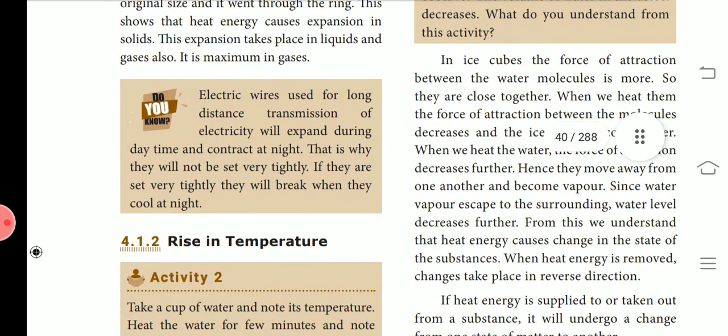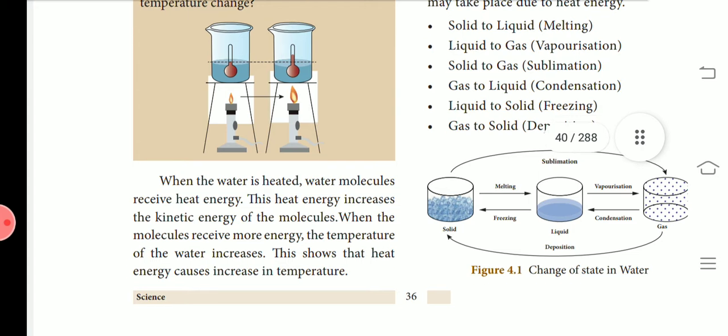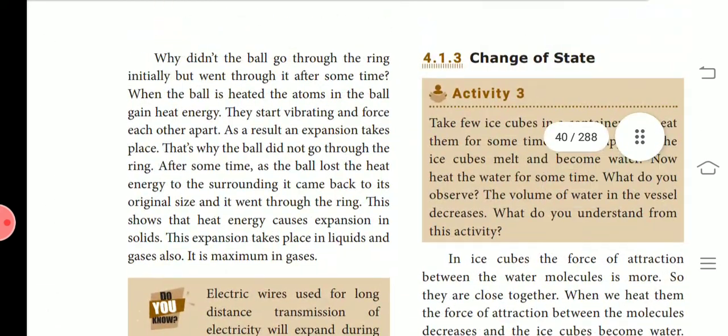And next thing, rise in temperature. Here is an activity. Take a cup of water and note down the temperature. After heating the water for a few minutes, note the temperature again. You can find there is a rise in temperature, because when the water is heated, the water molecules receive the heat energy. When the molecules receive the heat energy, the temperature of the water automatically increases. This shows heat energy causes an increase in temperature.